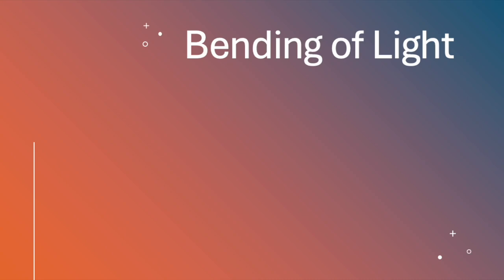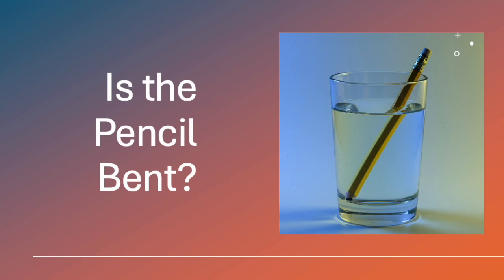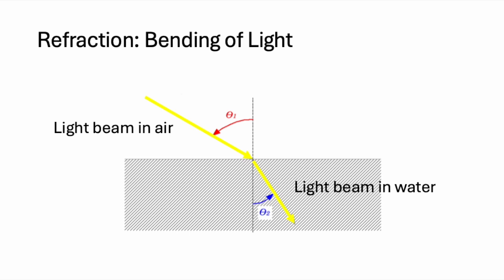Have you ever put a pencil in a glass of water? It looks like the pencil is bent or broken, right? But the pencil is not really broken. The pencil just looks that way because of refraction. Refraction is what happens when light bends as it moves from one material to another.